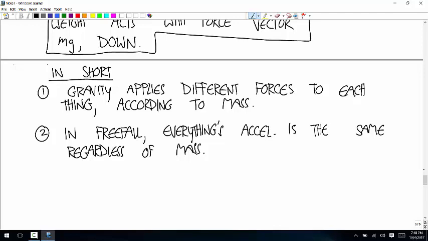Yeah. Yes, if there's no air resistance, yes. If you dropped a car and a little lead ball off of a building, they would fall exactly the same. But the car would be, that whole time, the car would be being pulled harder by gravity.